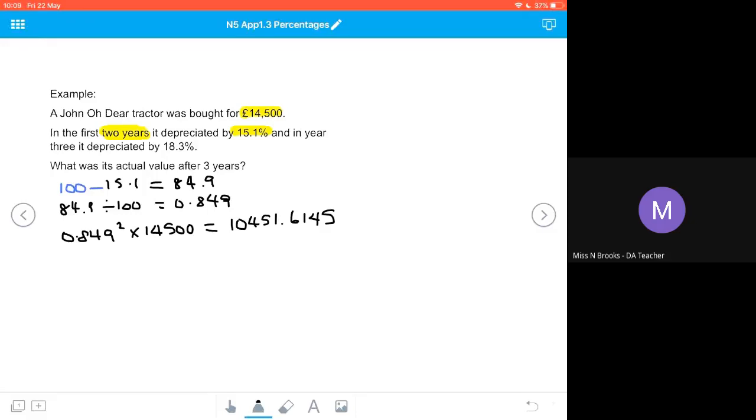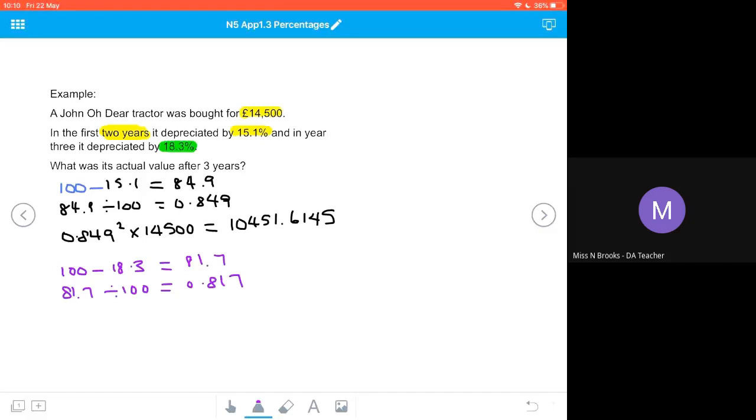So for my next depreciation, I'm going to start with 100 again, and this time I'm taking away the 18.3%. And that gives me 81.7. I'm going to divide that by 100, and that gives me 0.817, and I can double check that it makes sense. It's less than 1, it's depreciating, so it makes sense.